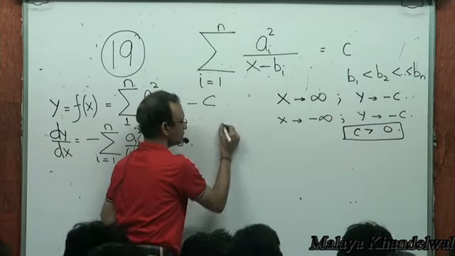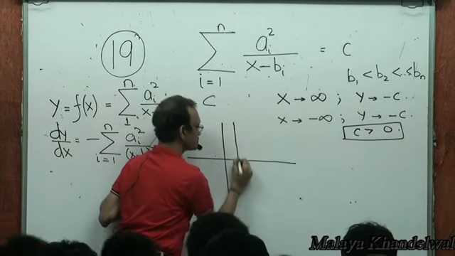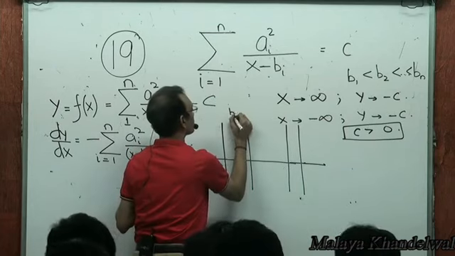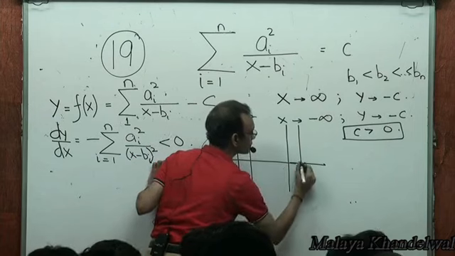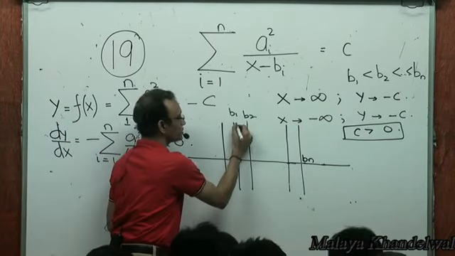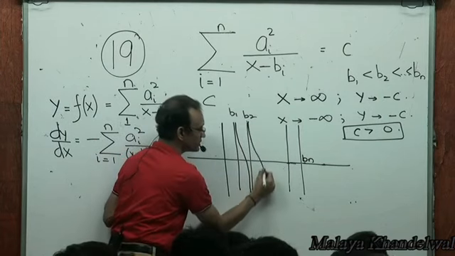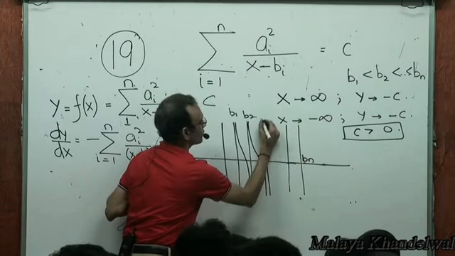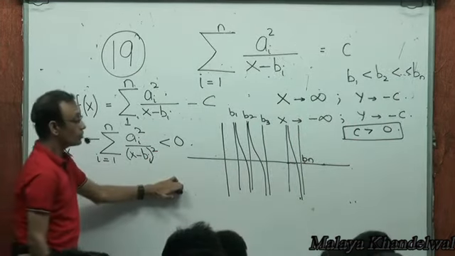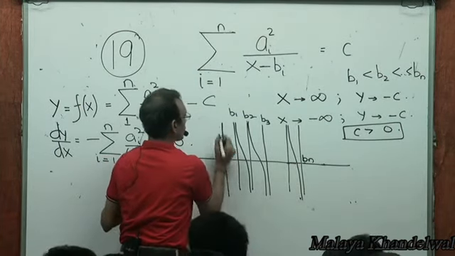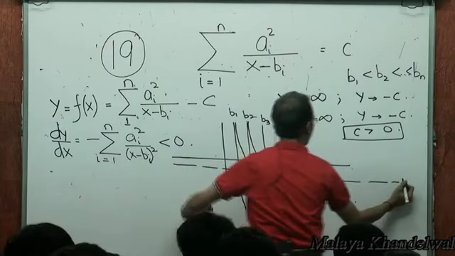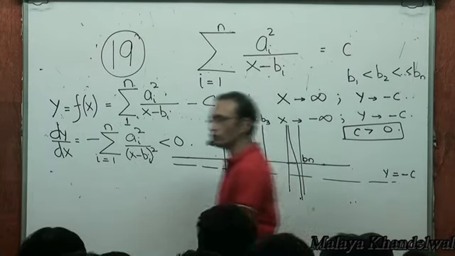Then, look. This is b1, b2, bn minus 1, bn. Right? And between b1 and b2, there is going to be a root, like you can see. Between b2 and b3, there is going to be a root like this. Between bn minus 1 and bn, there is going to be a root like this. Right? Yes or no? Now, y equal to minus c is this line. This is the line y equal to minus c.